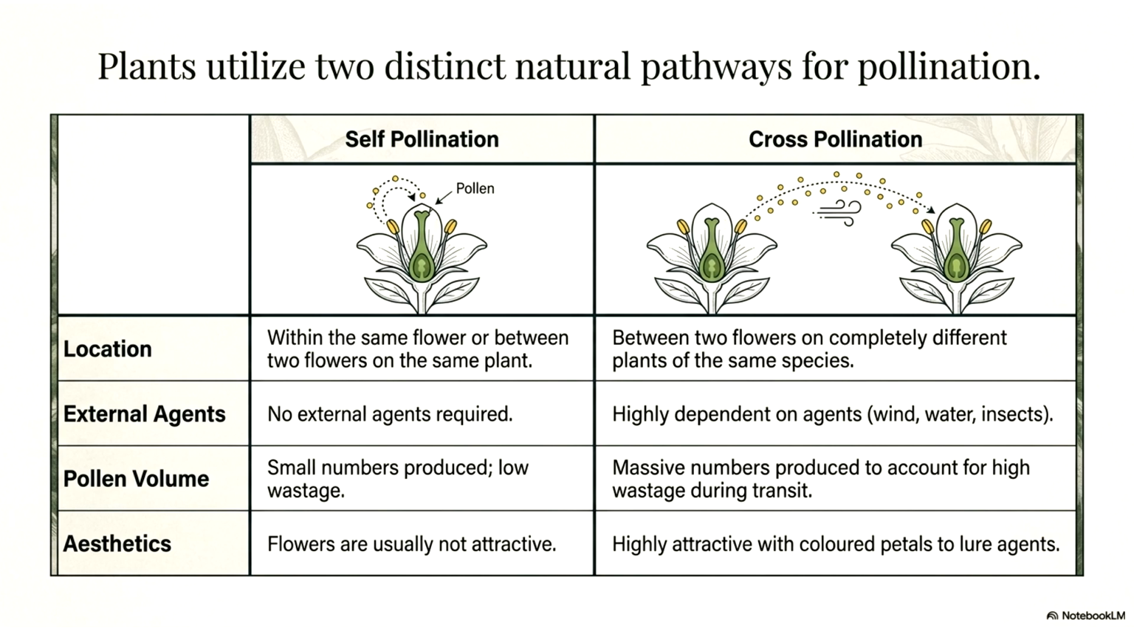What is self pollination? Within the same flower or between two flowers of the same plant, that is self pollination. What is cross pollination? When pollination takes place between two flowers of different plants of the same species. In self pollination, no external agents are required. But cross pollination is highly dependent on agents like wind, water, and various agents like bees, honeybees, butterflies, etc. This slide is showing all these things.